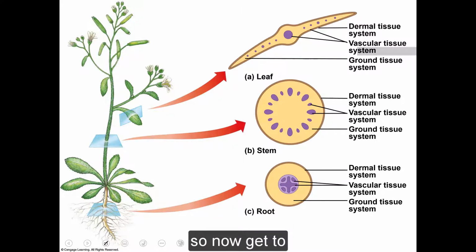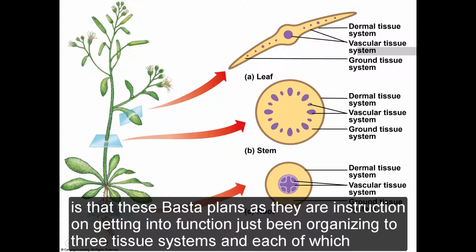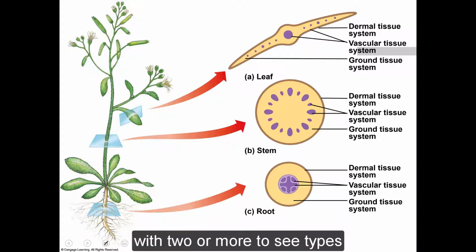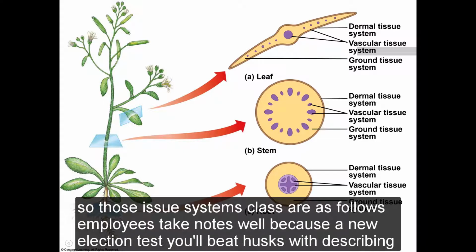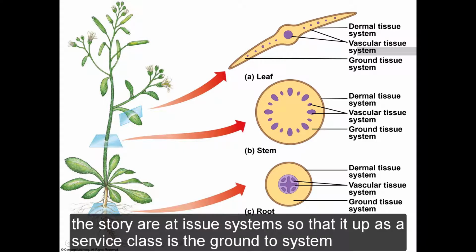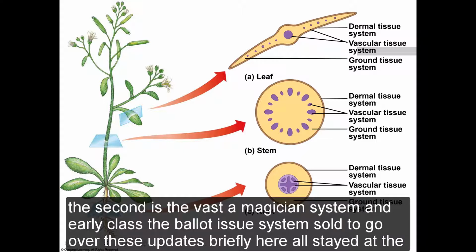So what I'll now get to is that these vascular plants, as they are in structure, and I'm getting into function just a bit, are organized into three tissue systems, each of which has two or more tissue types. So those tissue systems, class, are as follows, and please take notes well, because on your lecture test, you'll be tasked with describing these three plant tissue systems. So here they go. The first of which, class, is the ground tissue system. The second is the vascular tissue system. And thirdly, class, the dermal tissue system.